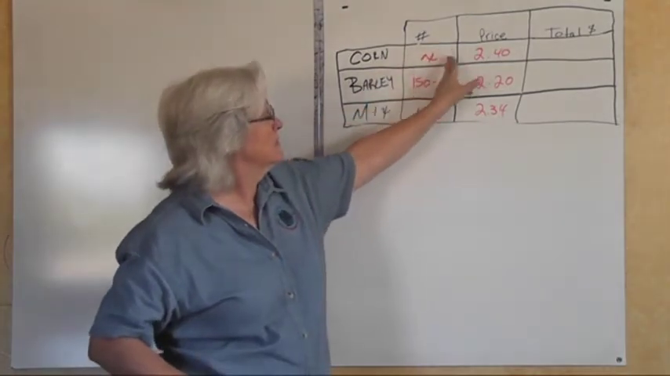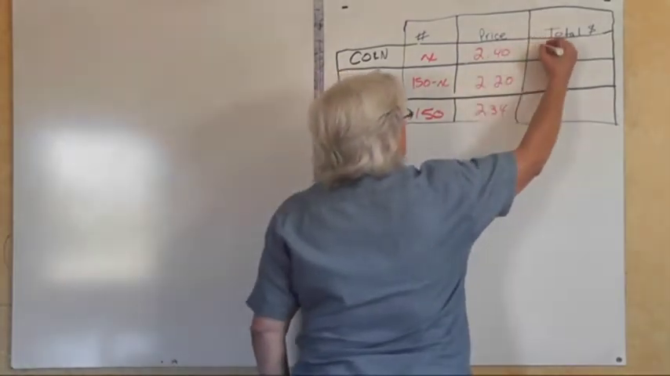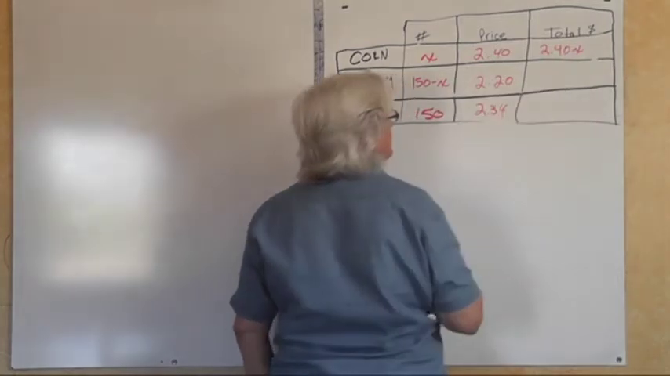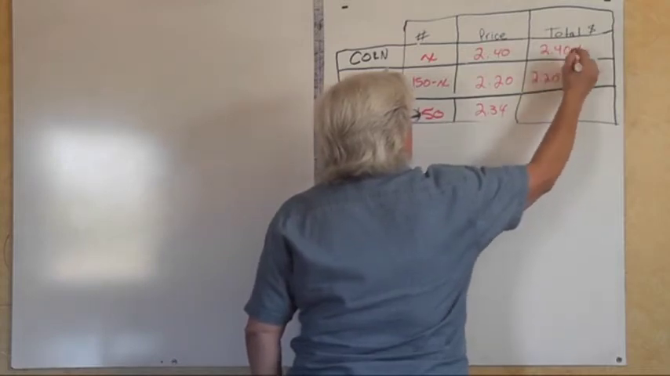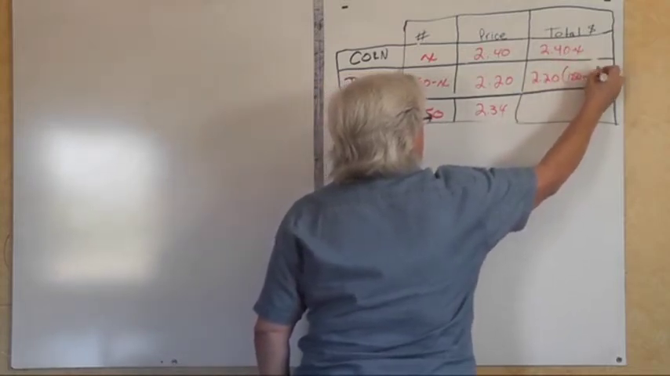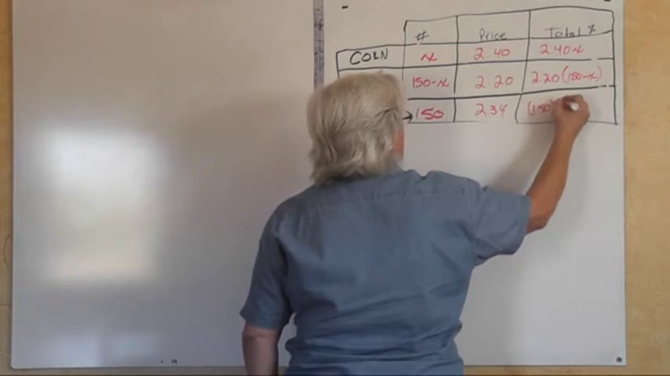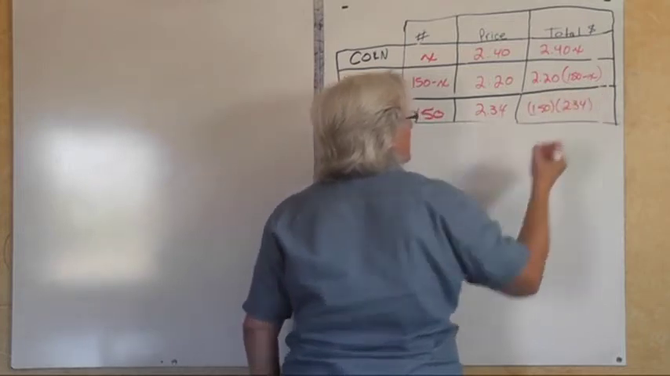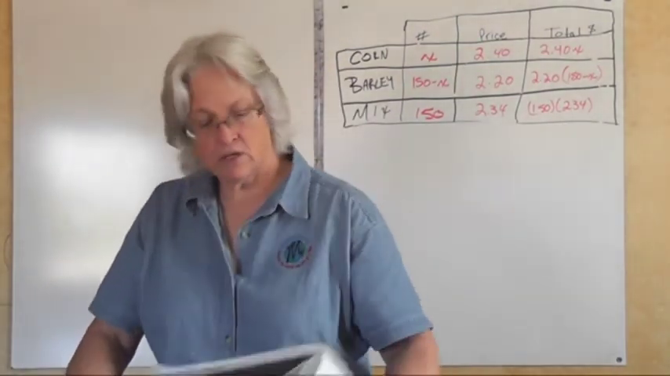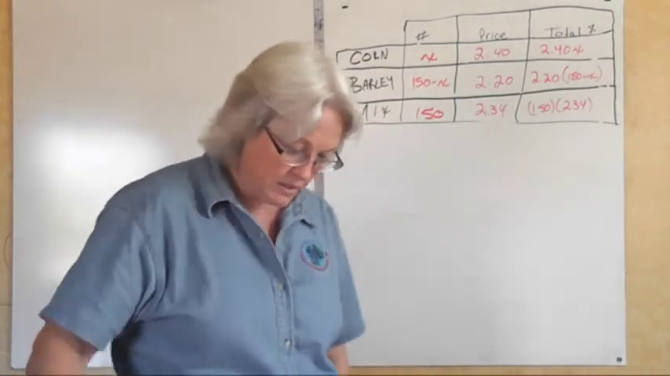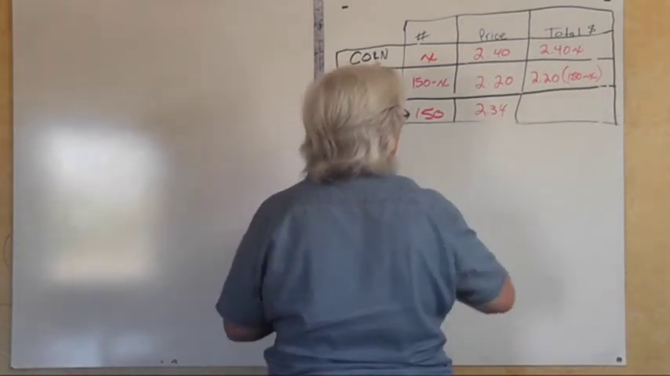The price for one bushel is $2.40. The price for the total number of bushels, you multiply together, 2.40 times X, 2.40X. 2.20 times 150 minus X, and 150 times 2.34. Oh, look at that. There's not even a variable expression in there. I want you to go ahead and do this multiplication. That will come up to be $351, the total value of that mixture.